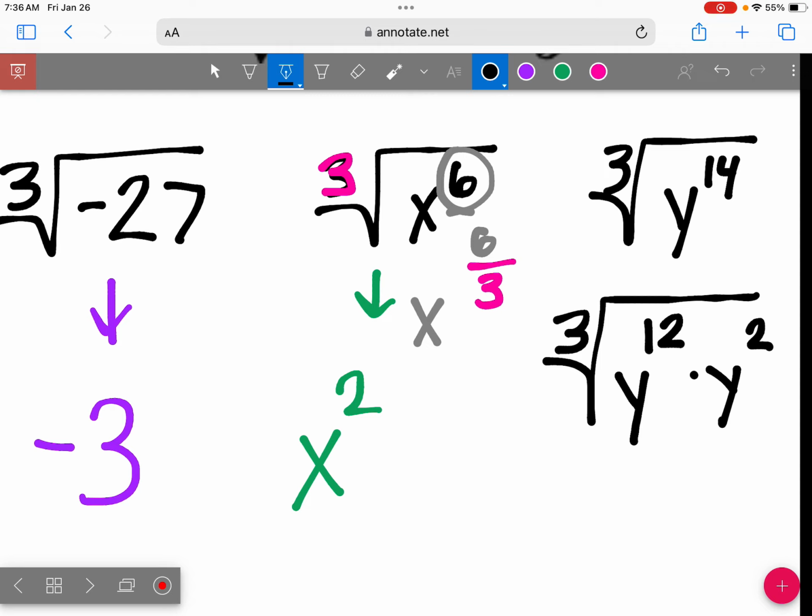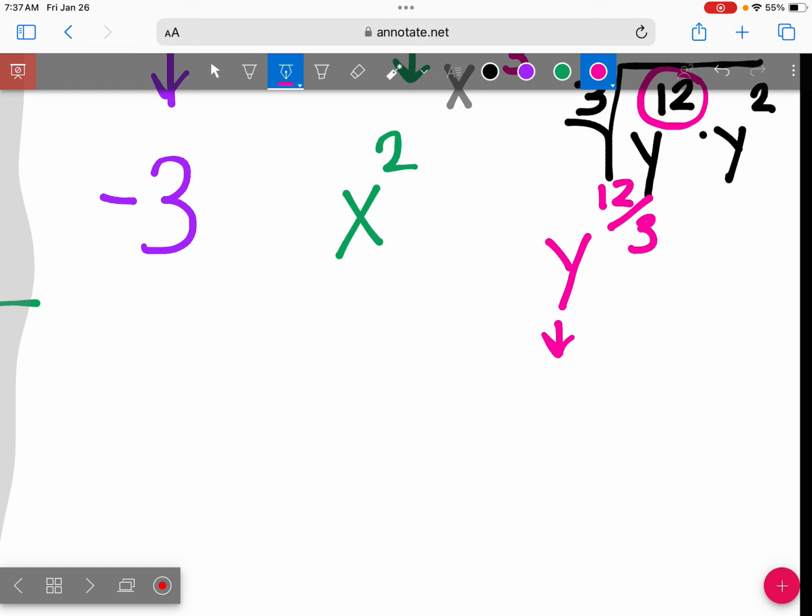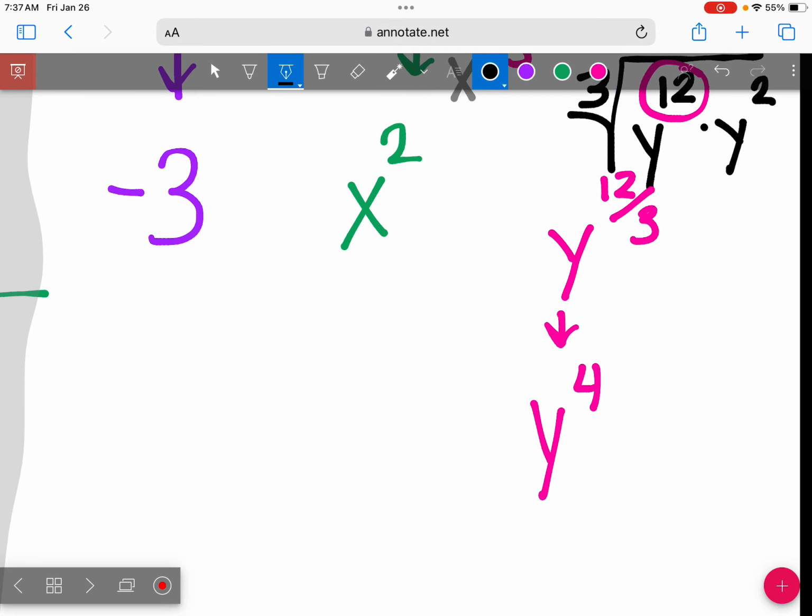Why can't you do the same thing you did last? Because 14 divided by 3 won't simplify to a number. It's just a fraction. So we need it to be divisible. So I can split it apart into pieces, and then we will do exactly the same thing. We're going to do y to the 12 divided by 3, and 12 divided by 3 is 4. But if I left that as 14 over 3, we'd get a weird decimal, and we're not doing decimals. So then we're going to have our leftover cube root of y squared inside there.